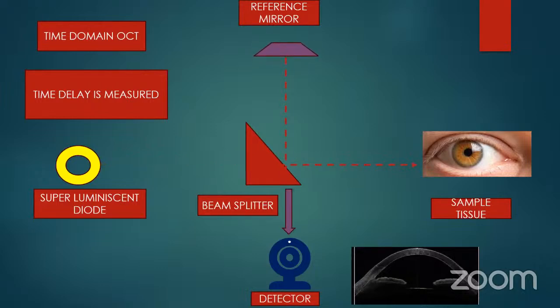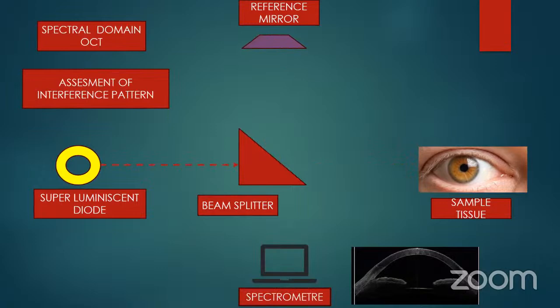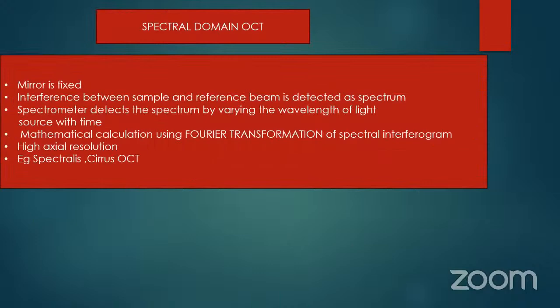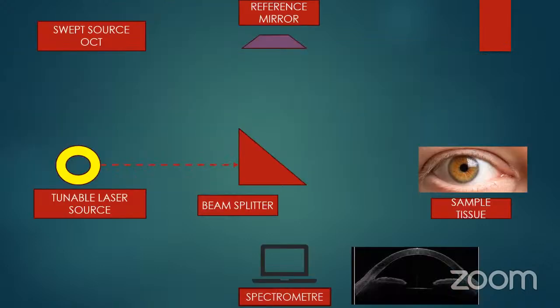The second one is spectral domain OCT, in which the interference beam is in the form of a spectrum, which we measure through a spectrometer. The mirror is fixed in this case and the spectrometer detects the spectrum of the varying wavelength of the light. The calculation is through Fourier transformation. It is a high axial resolution scan. Examples are Spectralis and Cirrus OCT.